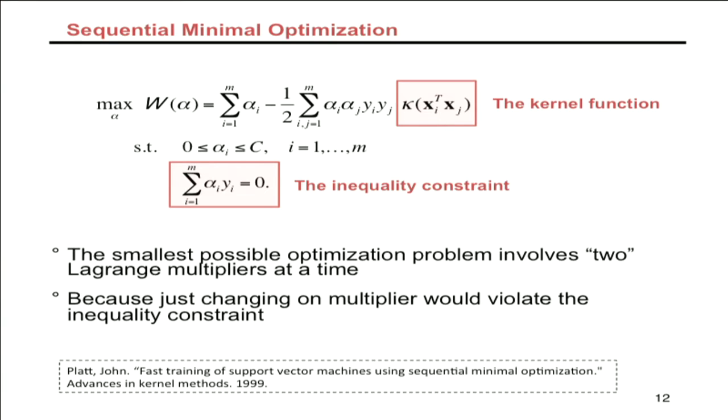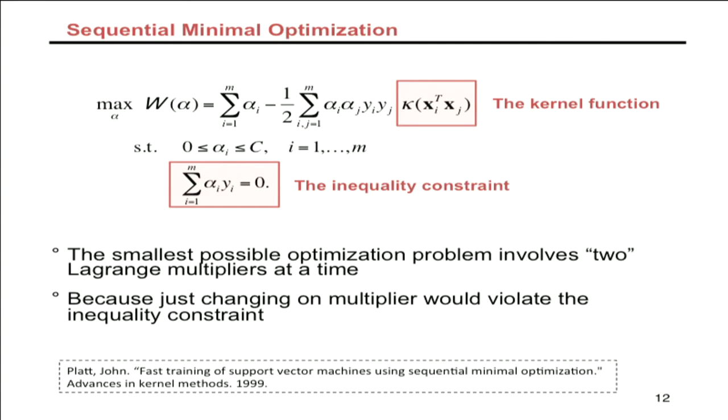So the minimal thing I can do is to change 2 of them at a time. Pick 2, alpha i and alpha j, and then jointly change their values so that this constraint is still satisfied. This is one way of doing it. There are algorithms that will violate the constraints, that are actually going to be not feasible during the optimization and only become feasible towards the end. But this algorithm will keep this constraint feasible at all times. So it just picks 2 multipliers and modifies them.